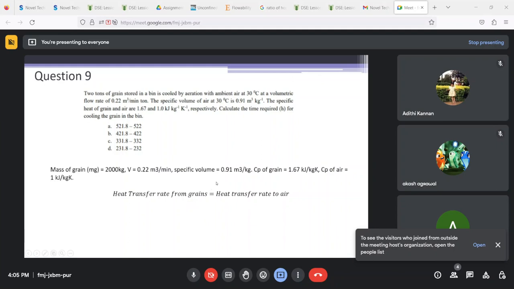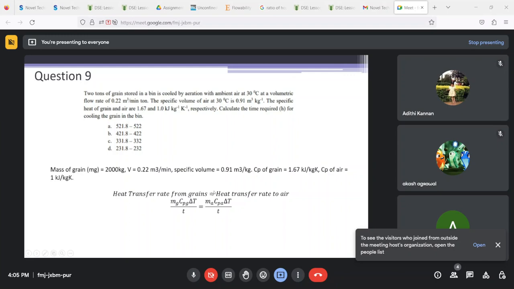In this case, the heat transfer rate equation can be given as mCp delta T. The mCp delta T is basically the amount of heat, and divided by time it will give you the heat transfer rate. So the amount of heat for any particle that we are dealing with can be given as mCp delta T. So heat transfer from the grains is equal to mg, the mass of the grains, Cpg, the Cp of the grains, and delta T divided by time, small t.